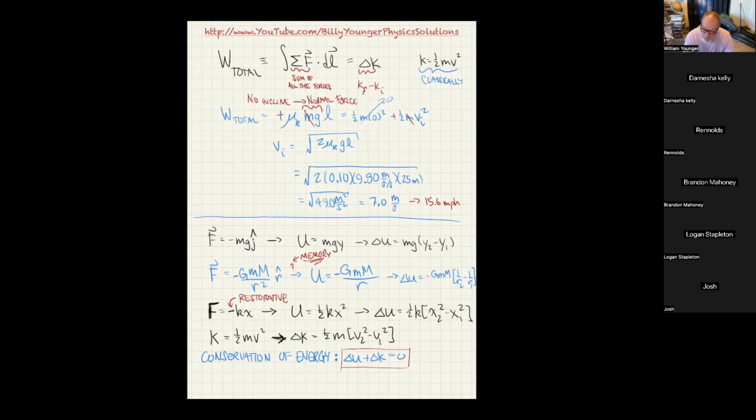And you can see where it comes from, because if you write delta U plus delta K, what you'll get is U final minus U initial plus K final minus K initial equals 0. But then you can reshuffle that and you end up getting U initial plus K initial is equal to U final plus K final. And that works fine as well. These two are in fact exactly equivalent. But I use something sort of like that.